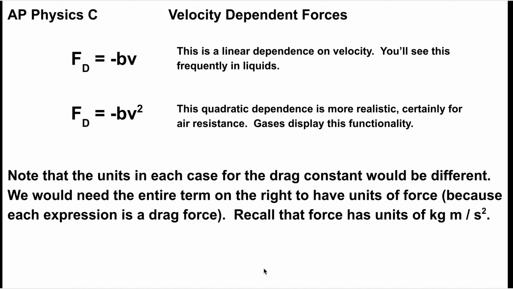I want you to note that the units in each case for the drag constant would be different depending on the functionality of the force and the velocity. In each case, we would need the entire term on the right side to have units of force because, of course, each expression is for a drag force. Recall that force has units of kilogram meter per second squared in fundamental physics units. So you may need to manipulate the quantity b to figure out what its units would be.